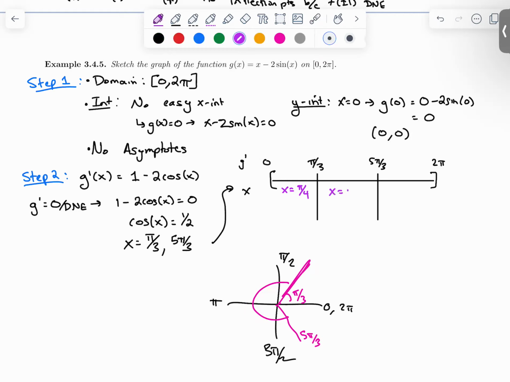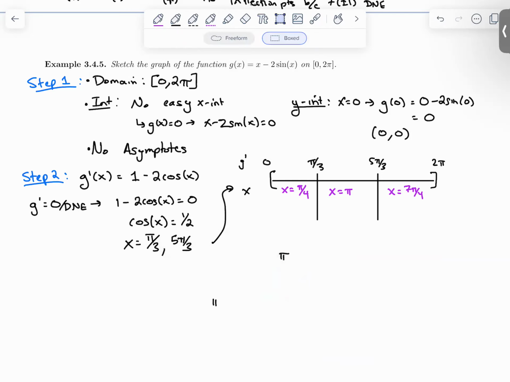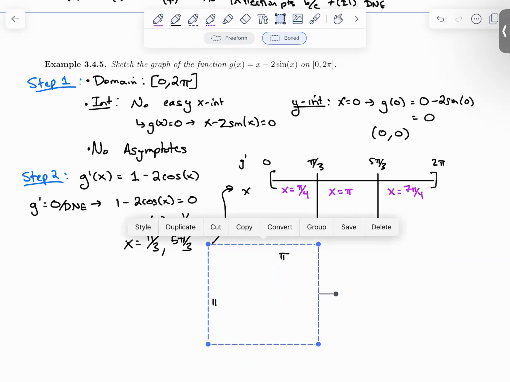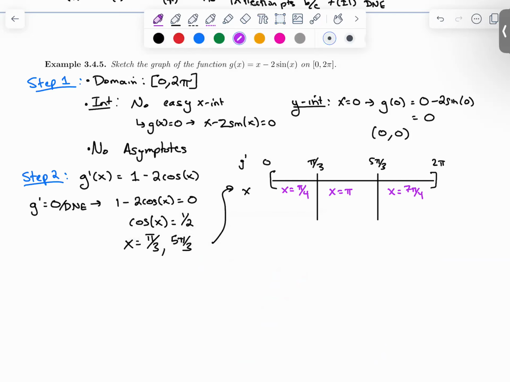X equals pi. And then for this one, x equals, I'd say, 7 pi over 4. But once again, as per usual, you can definitely just use guessing numbers like 5, 6, 7, whatever it may be. You can use those if you don't want to actually pick trig values. So I really recommend it because it helps you with your trig here too.